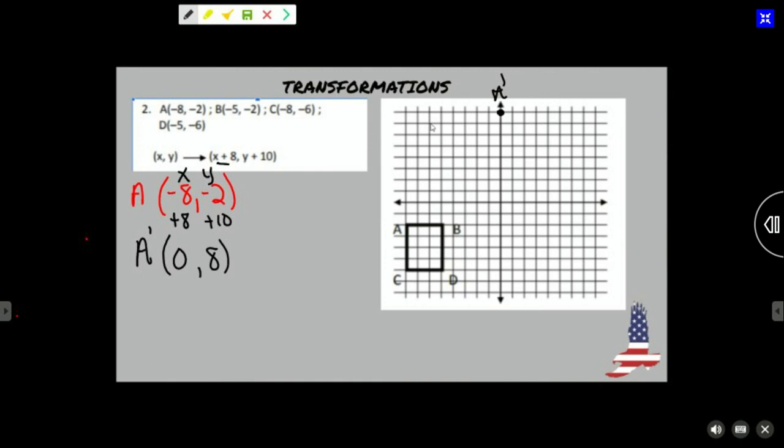B, negative 5, negative 2. Negative 5 is my X. Negative 2 is my Y. Plus 8, plus 10. Just because the coordinate changes doesn't mean that the rule changes, what we're supposed to do. So B prime: 3 and 8. So right 3 and up 8. B prime.